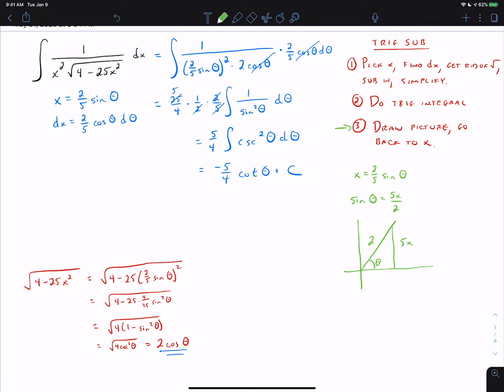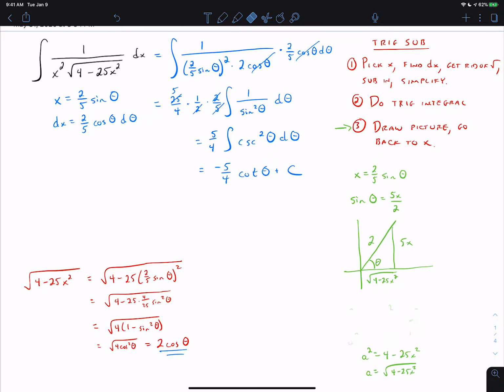So using the Pythagorean theorem, we know that a squared, if that's the side that's missing, plus 5x squared, 5x all squared, is 2 squared. So we get a squared plus 25x squared equals 4. So a squared is 4 minus 25x squared. And a is going to be the square root of 4 minus 25x squared. That should match the square root that you started with in the problem, and it does. But it's worth going through the Pythagorean theorem to make sure of that.